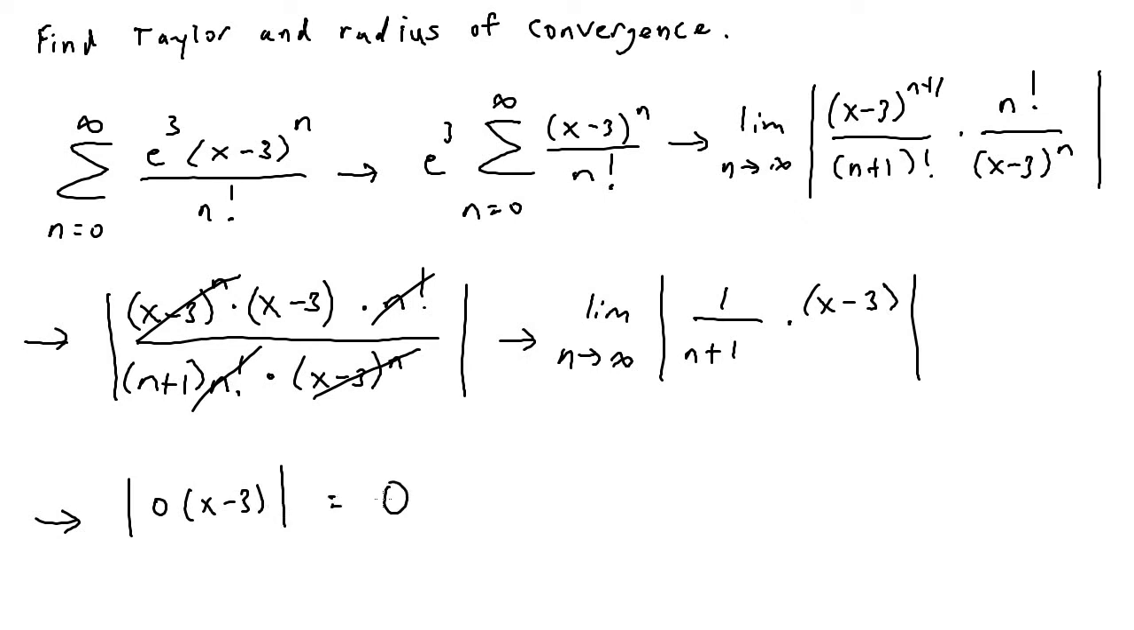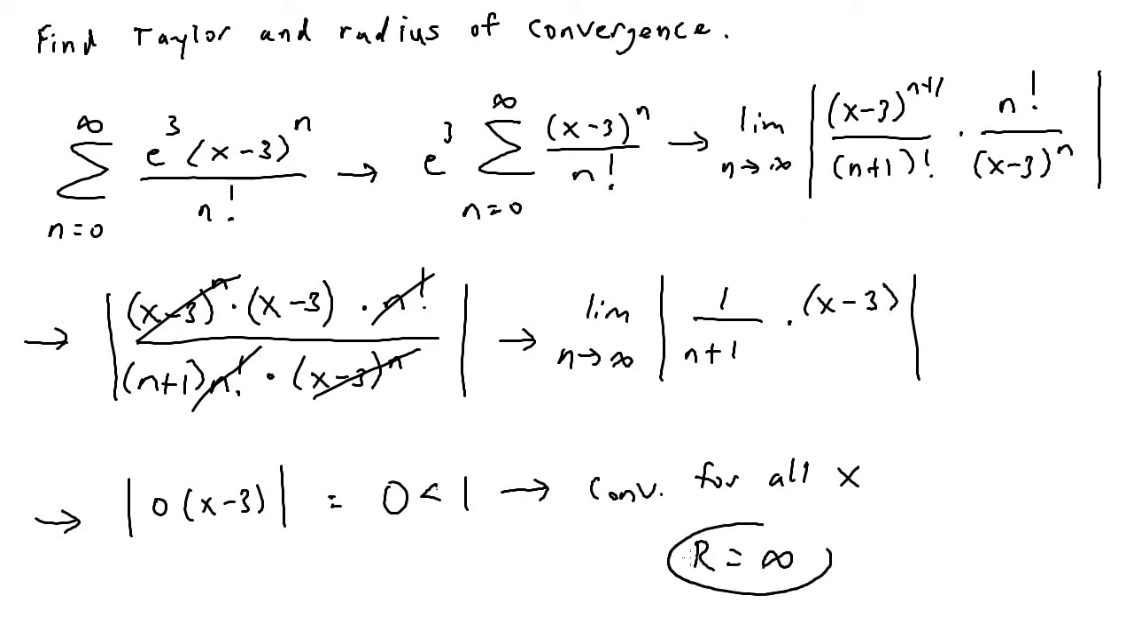And for the ratio test, remember I have to set it less than 1, because that's where we can find the interval of convergence if it is less than 1. And this is a true statement. 0 is always going to be less than 1, which means the series converges for all values of x. And if it converges for all values of x, that means the radius is infinity. So that is the Taylor series and the radius of convergence.